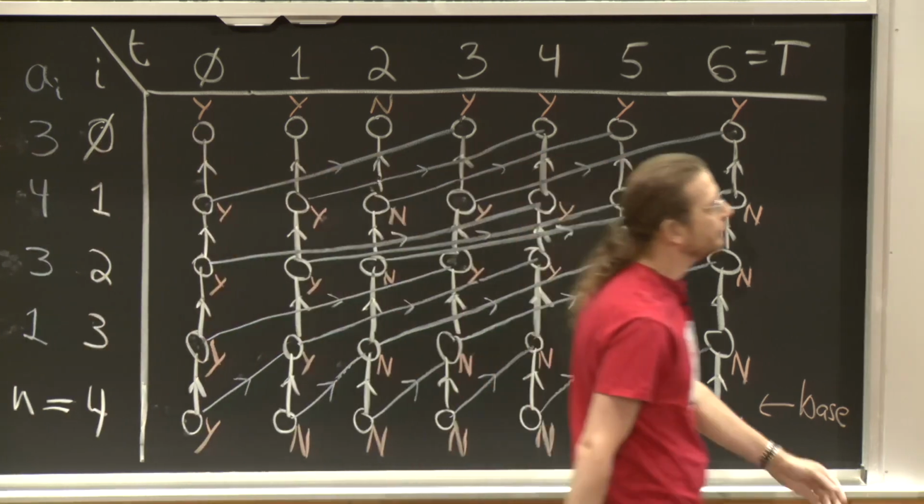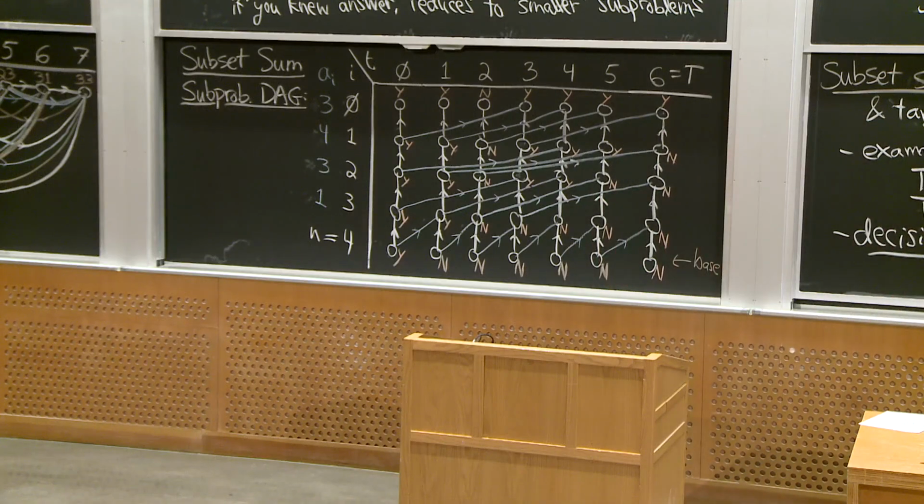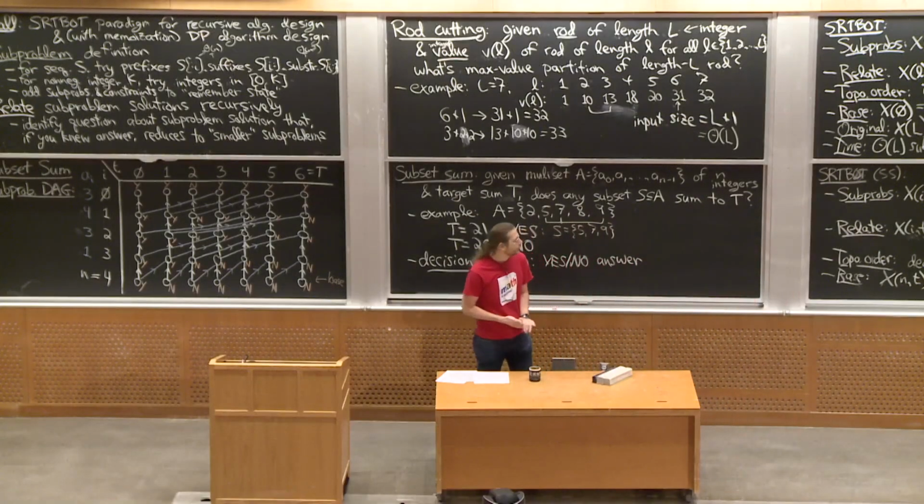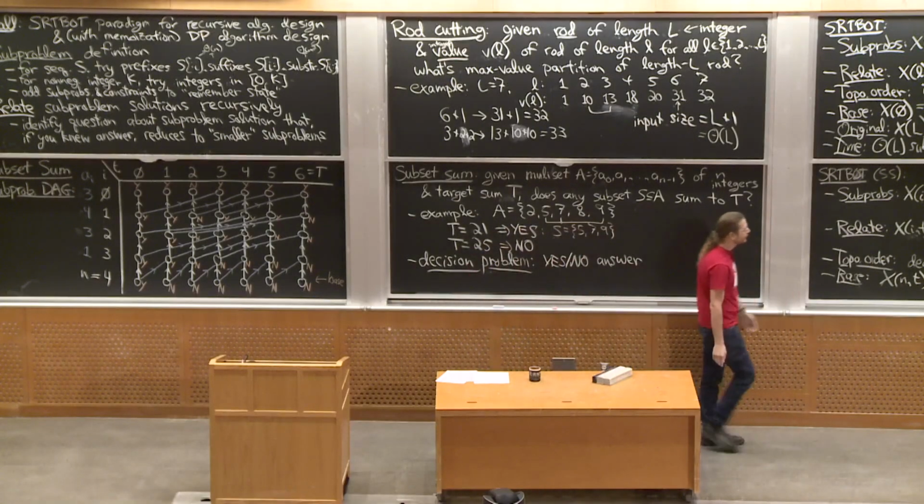Cool, so subset sum. Not only can we solve the decision problem, but by following parent pointers in the yes instances, we can actually find a valid subset. Question? You added that condition to the relation? Yeah. Is it possible to deal with that by expanding the number of base cases?